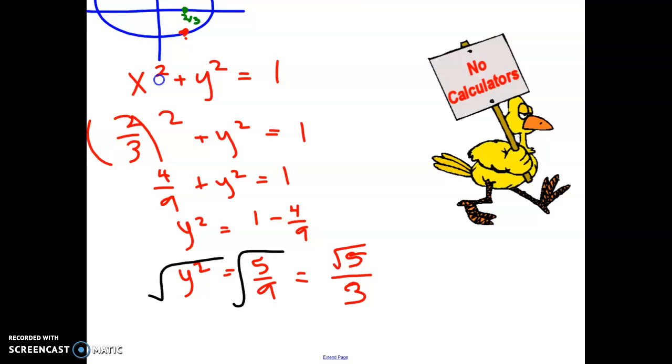Now be careful. When you square rooted something, that should have been a square, okay? That means you have to say it could be the positive root 5 over 3, or it could be the negative root 5 over 3. And that should make sense according to the question we had up here, because we said that the y value could be up at the positive point or down at the negative point. So we have two different options for y.